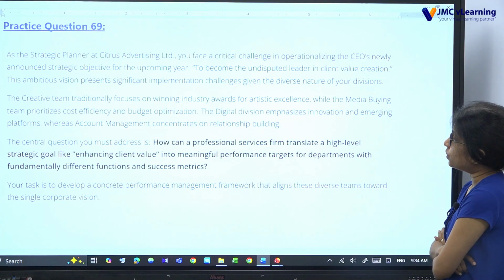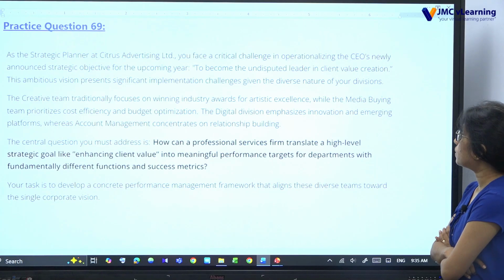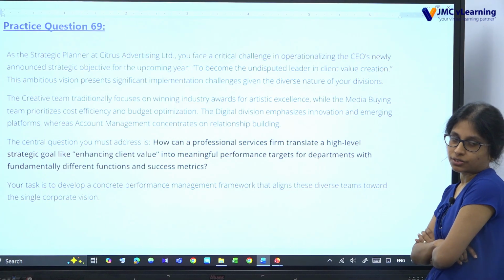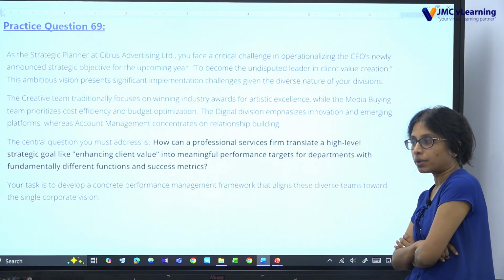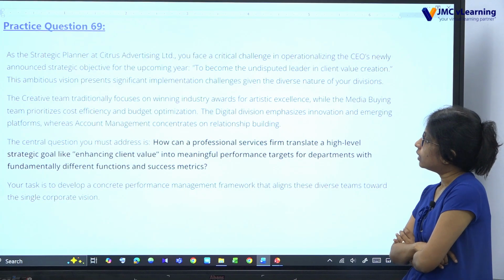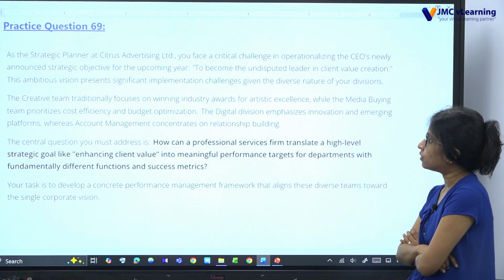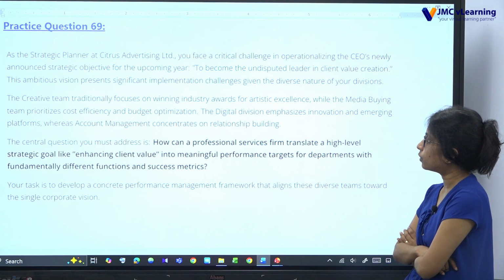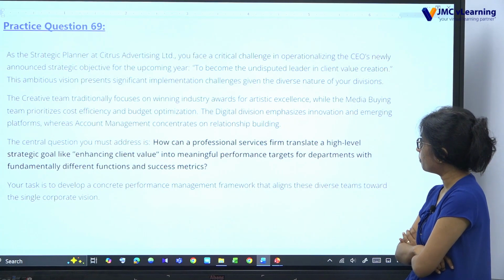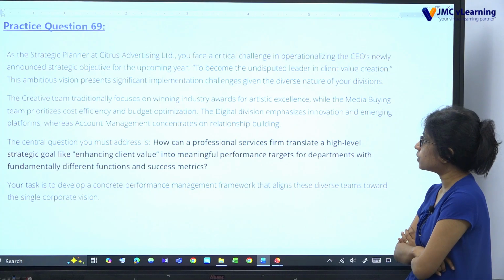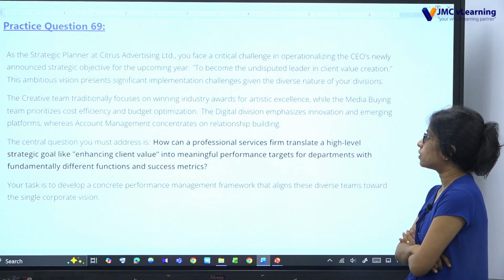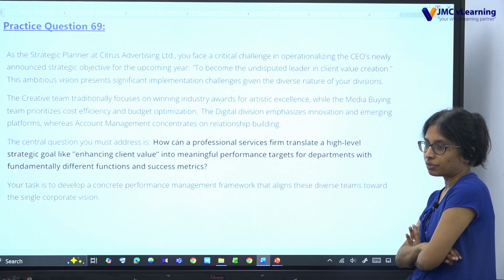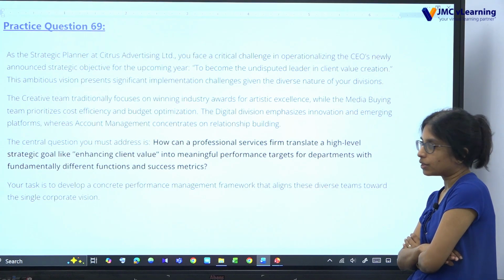Okay. So this ambitious vision presents significant implementation challenges given the diverse nature of your divisions. So this does not have different companies. This has different departments. One company, different departments. Creative team traditionally focuses on winning industry awards for artistic excellence, while media buying team prioritizes cost efficiency and budget optimization. Digital division emphasizes innovation and emerging platforms, whereas account management concentrates on relationship building. Likewise, different departments have different agendas, different values.